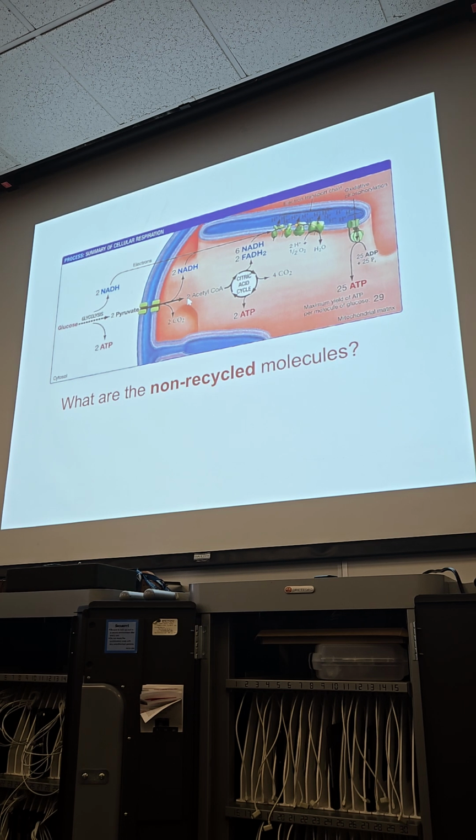So it says, where in the cell does the Krebs cycle take place? In the middle? Do we say in the middle or what? Oh my god. Garlic bread. Would you say in the middle?